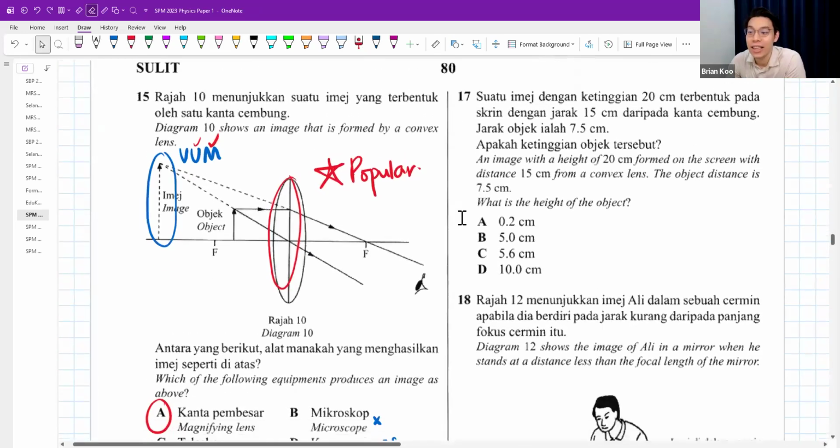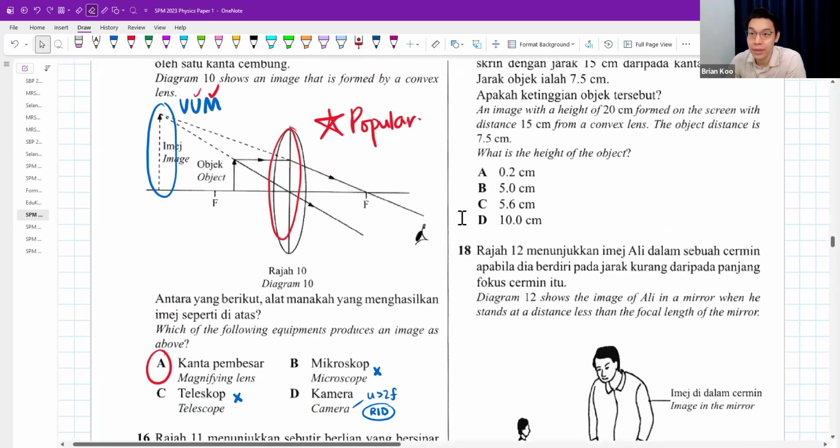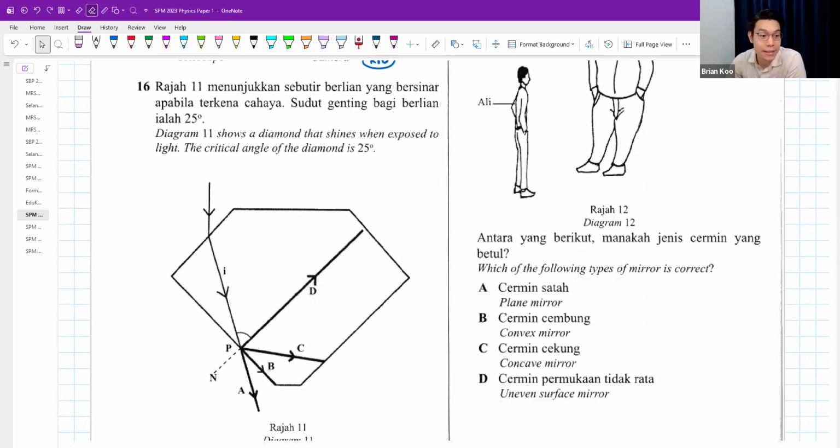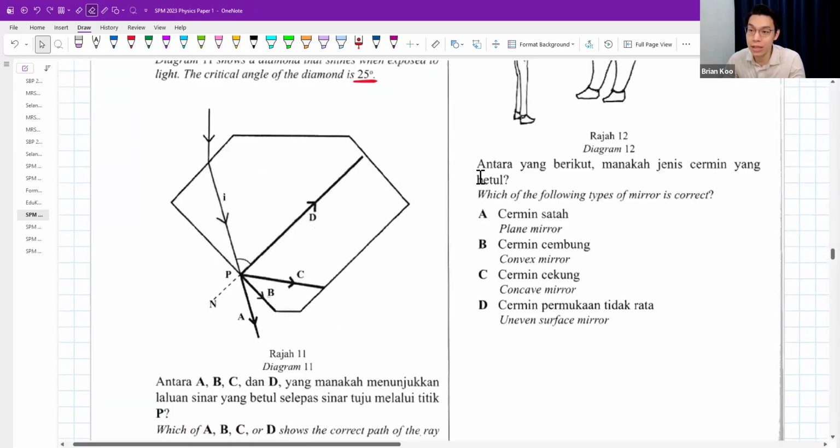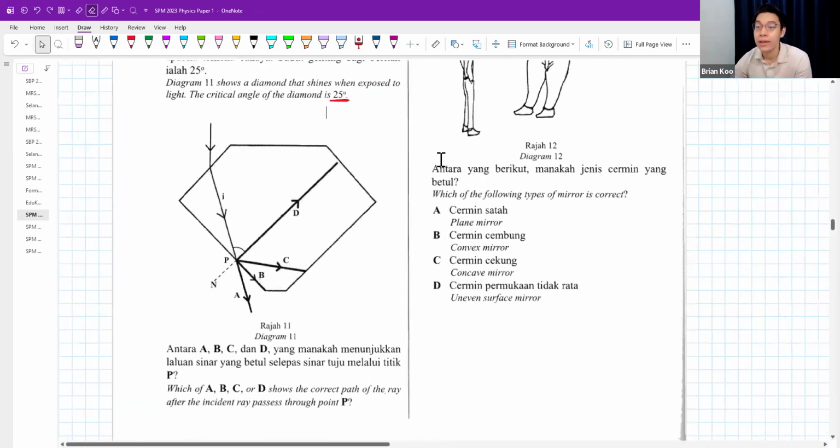We move on. Question 16. Diagram 11 shows a diamond that shines when exposed to light. The critical angle of the diamond is 25 degrees. Which of A, B, C, D shows the correct path of the ray after the incident ray passes through point P?